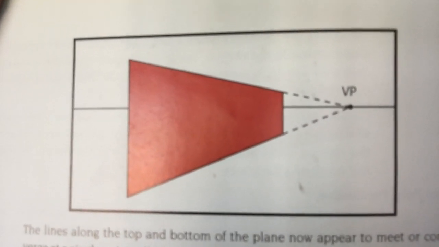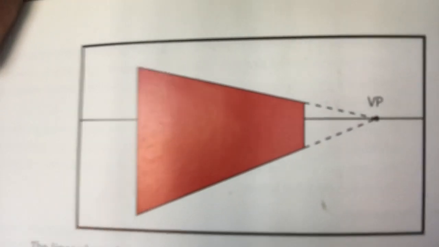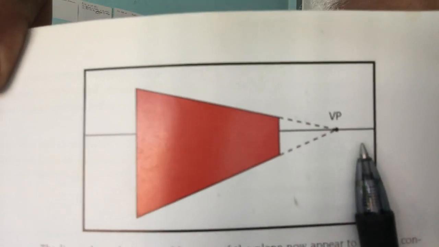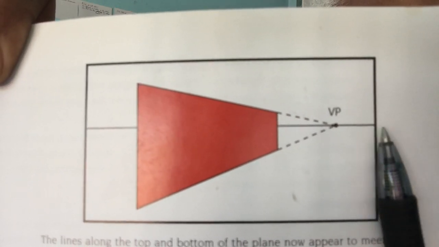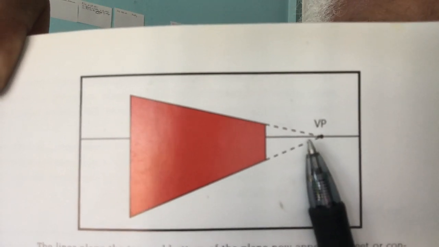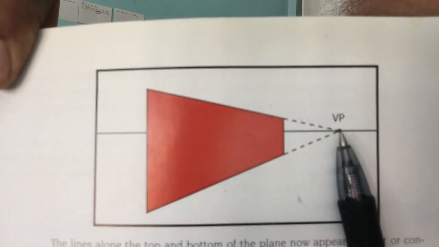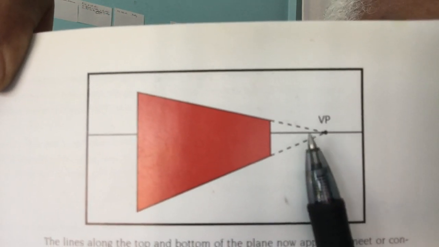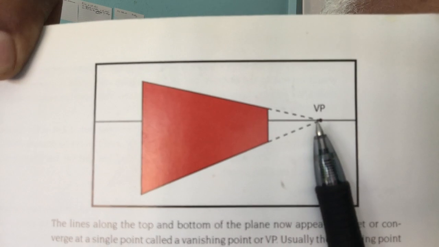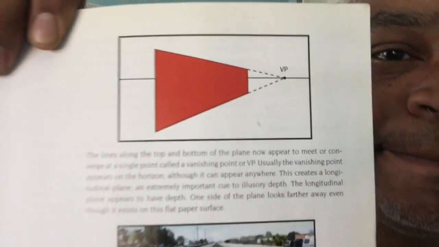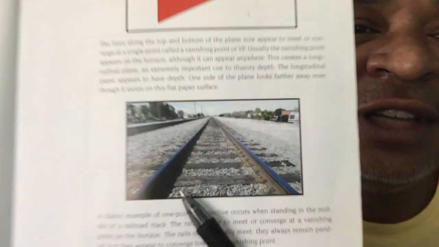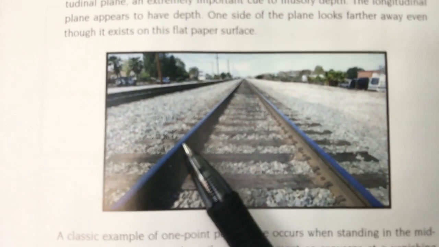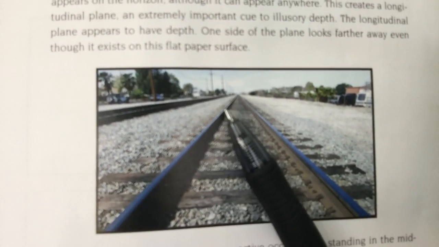Our eyes are automatically drawn to vanishing points, and they can also occur off screen. Right? When we see a vanishing point, we know that that's 1 point perspective. One single vanishing point means 1 point perspective. Okay? Here's another example of 1 point perspective and a vanishing point.